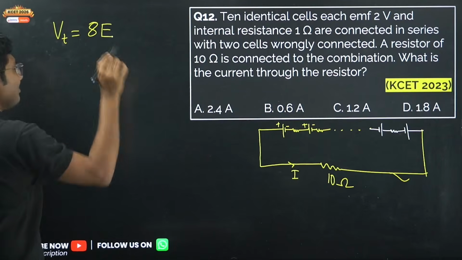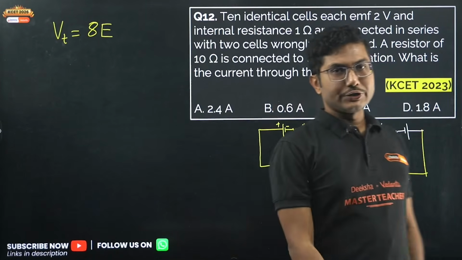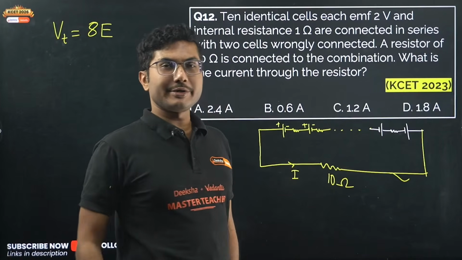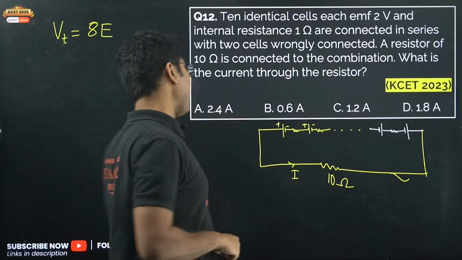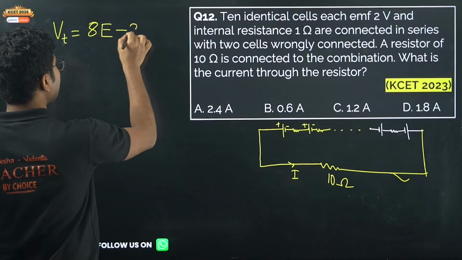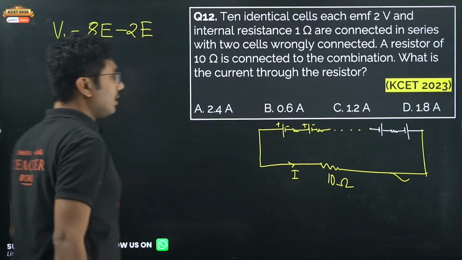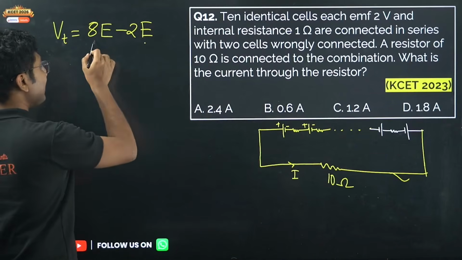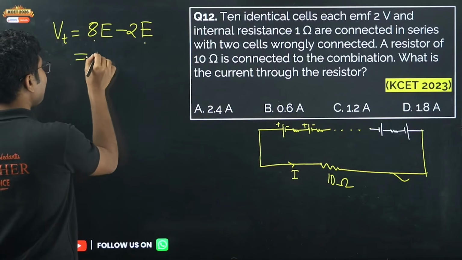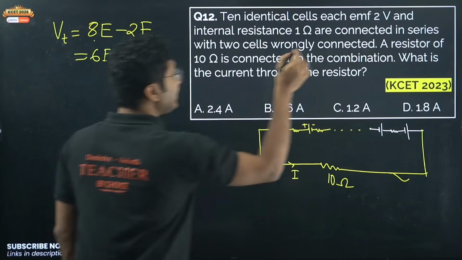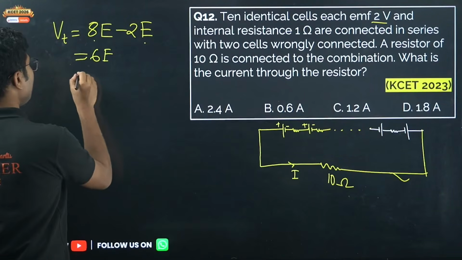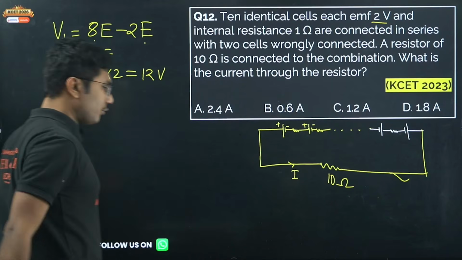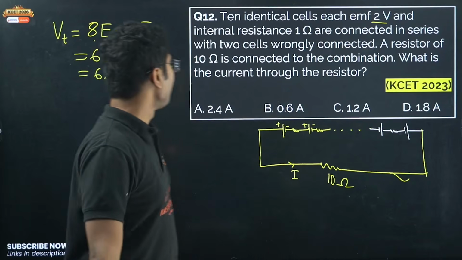So 8E must be the proper voltage, but we have two wrongly connected. Wrongly connected means they are connected in reverse. That means these two will have a voltage which is opposing the actual voltage, right? So these two will oppose this remaining 8. So the equivalent voltage will be 6E. Now each of them have 2 volt. So the total voltage is 6 into 2, that is 12 volt. So 12 volt must be the total voltage.